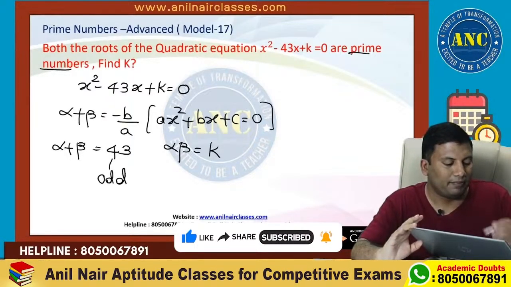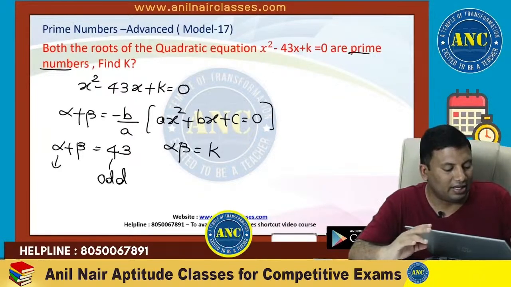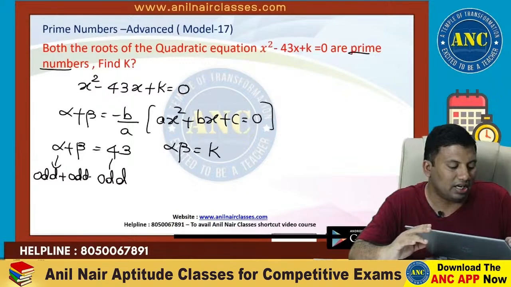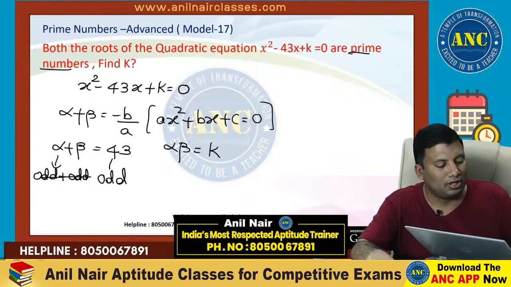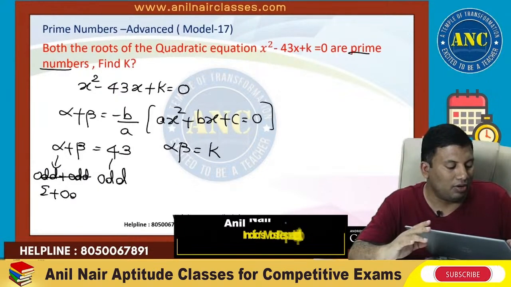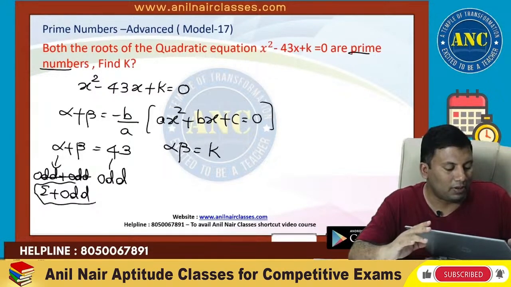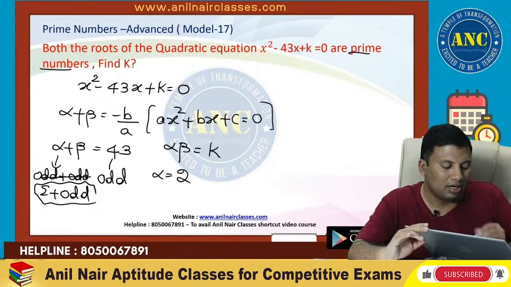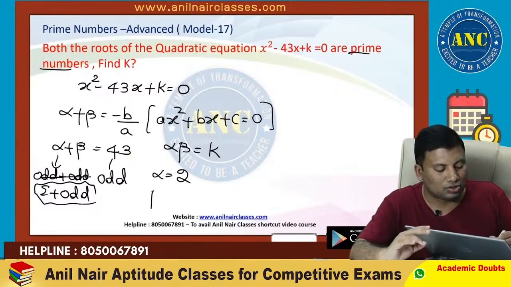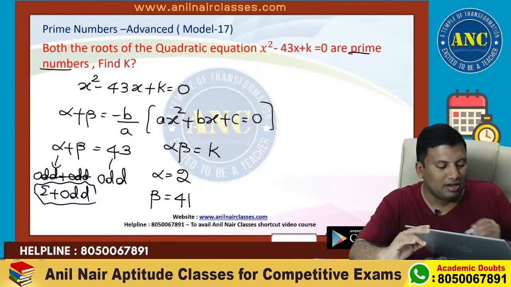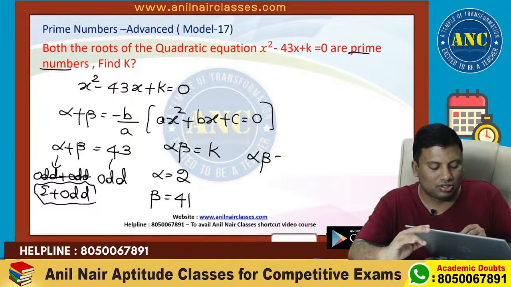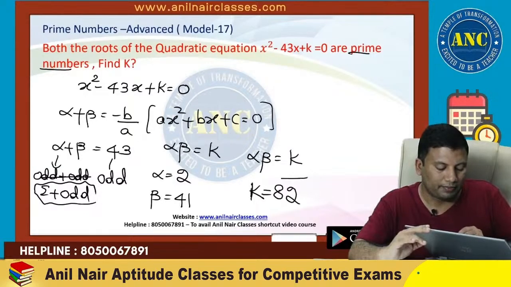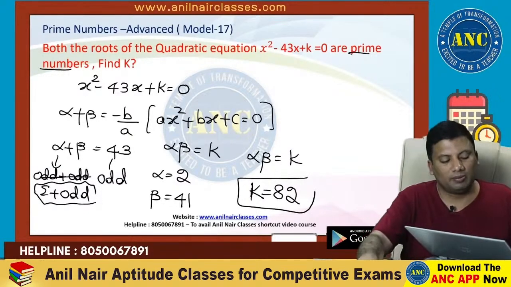Now if I take two odd primes, odd plus odd will result in an even number. Not possible. Even plus odd can only give me odd. So alpha is an even number. The only even prime is 2. So the other root is 41. Product of the roots is nothing but k. So k is nothing but 82.